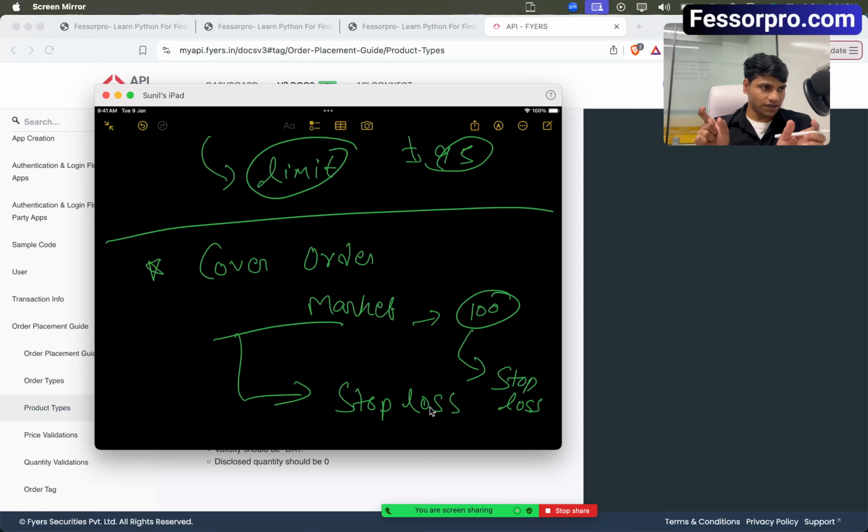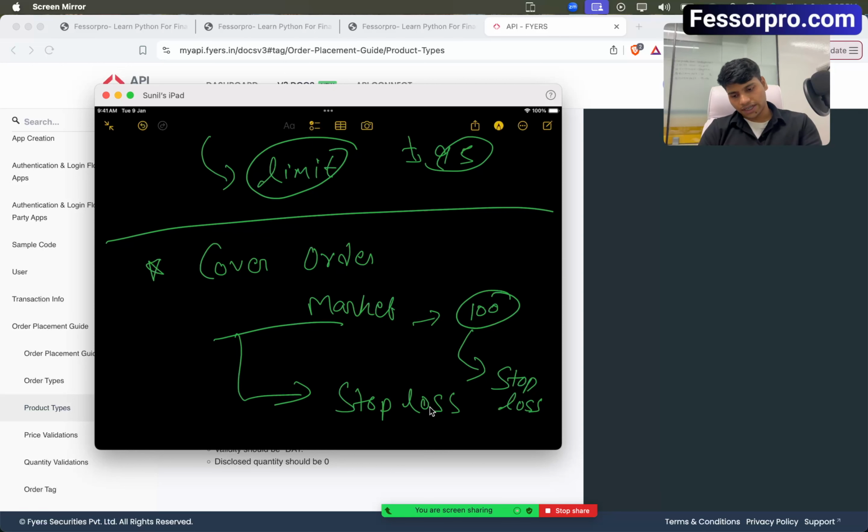Now see, you can do one thing. If you don't want to place the cover order, you can place two different orders. One will be market order, one will be stop order, but they won't be connected. If your position gets closed, your stop order will remain as it is. Right? If you want a situation where if your position gets closed, your stop order is cancelled too, then it's better to place a cover order. Now in cover order, both the orders are connected. If one gets cancelled, the other also gets cancelled. If one gets filled, the other automatically gets cancelled.